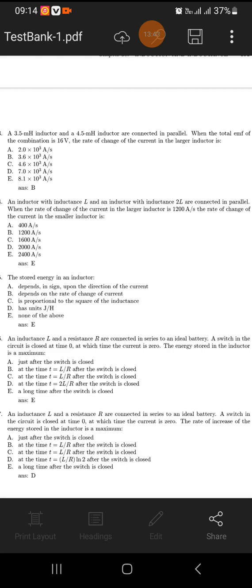3.6. I don't know this number. We've used it somewhere else. I don't know where, but we've used this number. 3.6 times 10 to the power of 3 amperes per second.